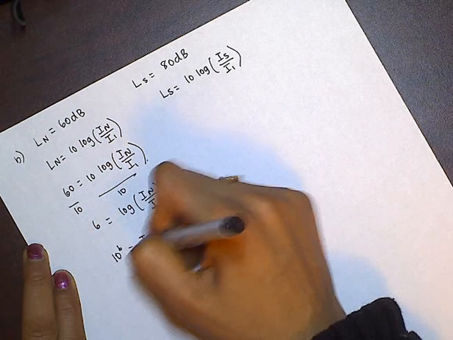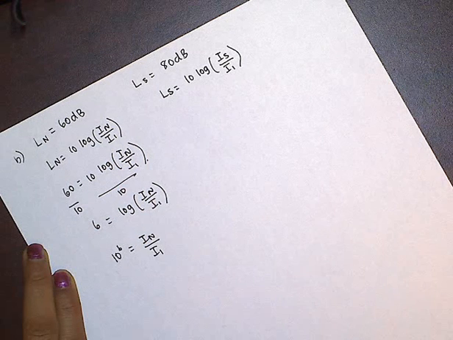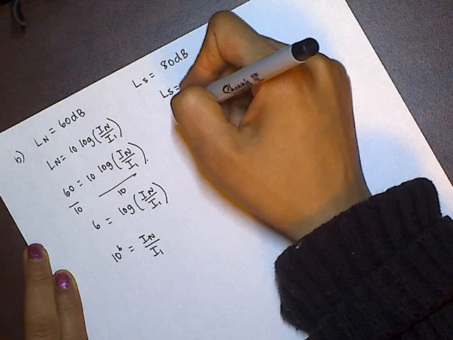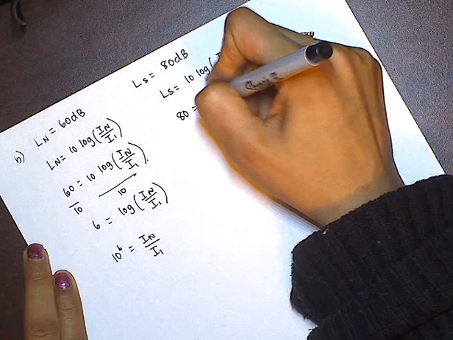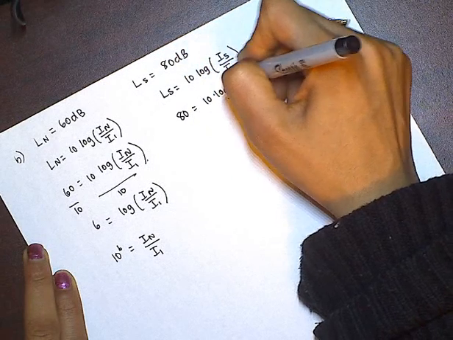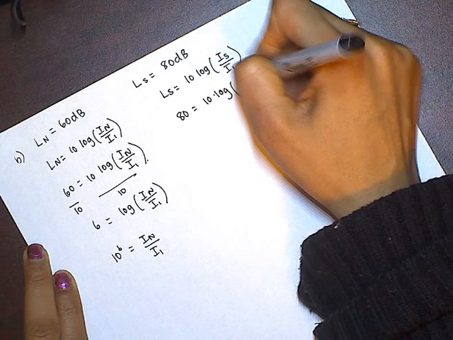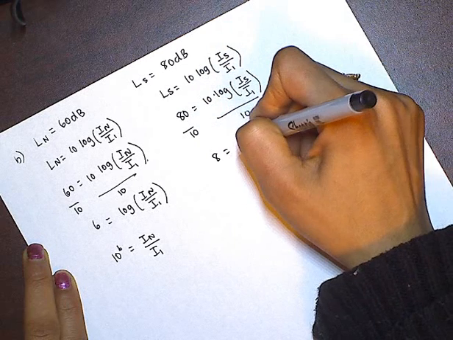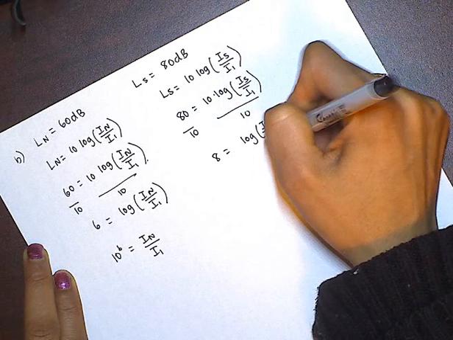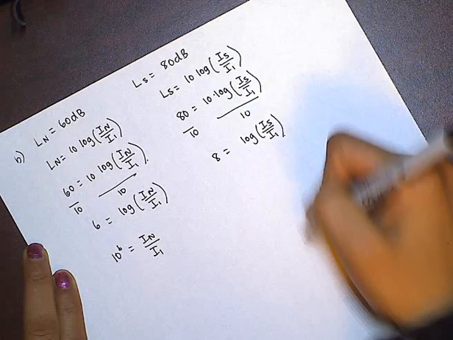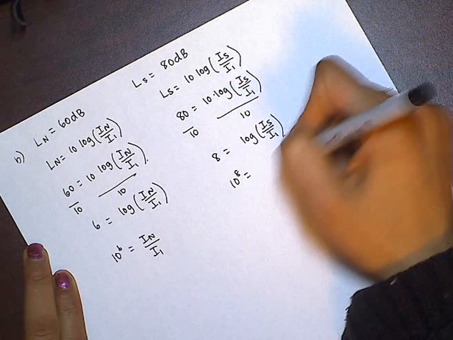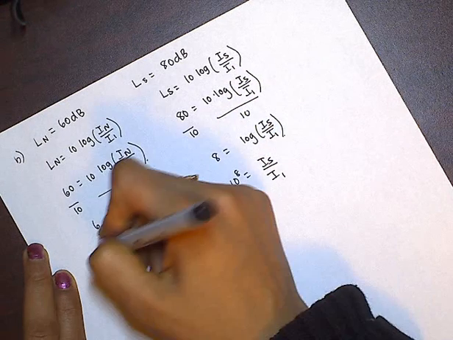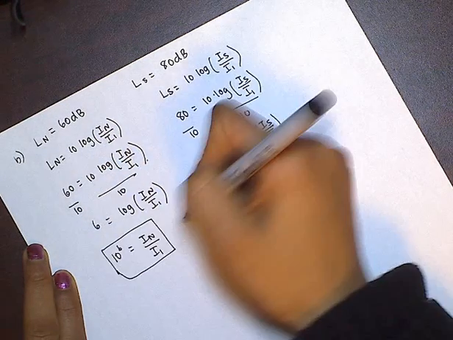I'm going to go ahead and do the exact same thing for the loudness of shouting. So 80 equals 10 log Is over I1. Divide both sides by 10, and that's 8 equals log Is over I1. I'm going to change this into exponential form, so it's 10 to the power of 8 equals Is over I1. I'm going to call this equation number 1, and this is going to be equation number 2.